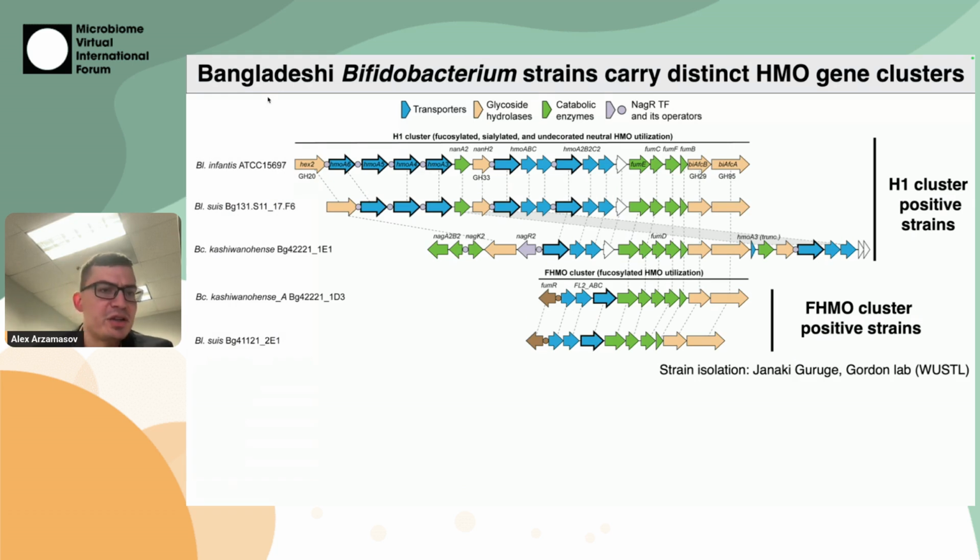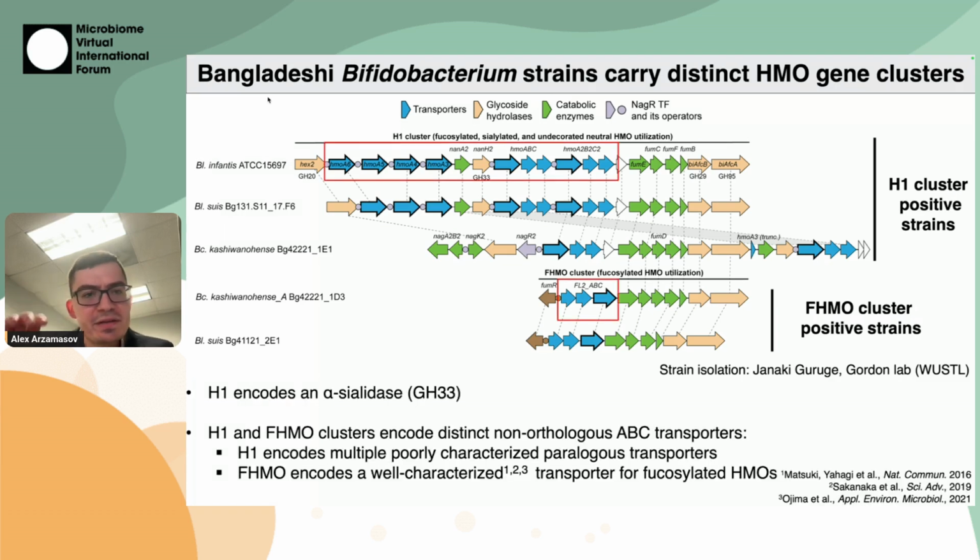For example, many gene clusters have been implicated. One of them is called H1. Initially, it was discovered in Bifidobacterium longum subspecies infantis, but in our work, we were able to identify orthologs of this gene cluster in Bifidobacterium kashiwanohense strains of Bangladeshi origin. So these strains were isolated in Jeff Gordon's lab at Washington University. But what's more interesting is that some other Bangladeshi strains, again, kashiwanohense and others, harbor a slightly distinct gene cluster, which I called FHMO.